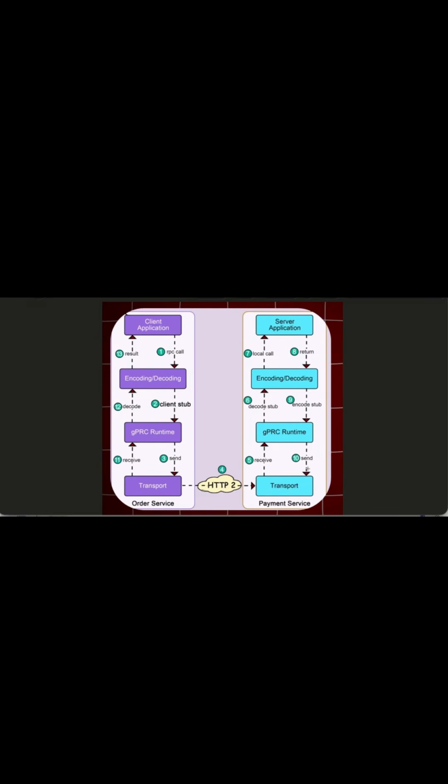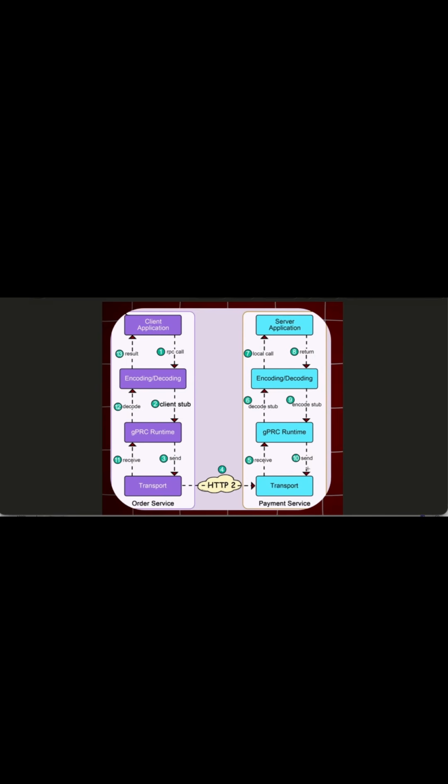This is the best example for our client application. So this is the client call. You are in a client application, and you are just making a gRPC call. It will be moved to the encoding part. That encoding part will move to the client stub.